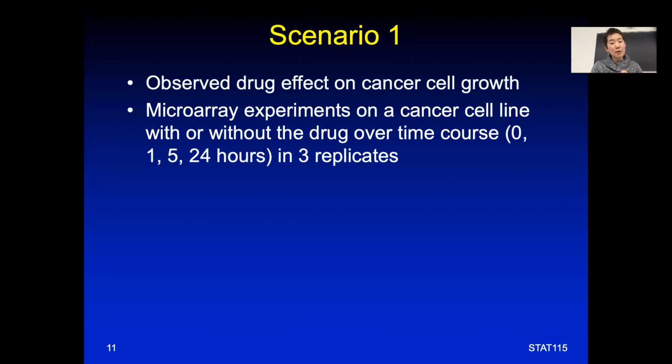And so they did a microarray experiment on the cancer cell line. So with the drug and without the drug, and they look at the time course. So 0 hour is basically nothing has been treated yet. You can imagine 0 is just no treatment. And then 1 hour, 5 hours, 24 hours over time in 3 replicates. It's done in different times. And they have, in this case, 4 time points, 3 replicates, and with and without treatment. There's a lot of samples here.